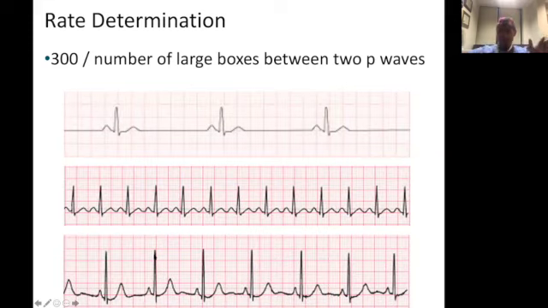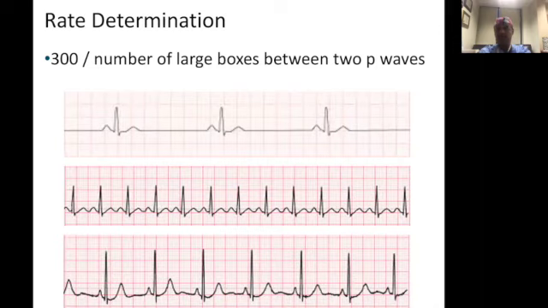So you take a full strip, a 10-second strip. Within 10 seconds, if you have 8 QRSs, then you multiply 8 times 6. Then that's how you determine the heart rate. You can only use the earlier formula if you have a regular rhythm. Otherwise, you have to do it kind of manually.